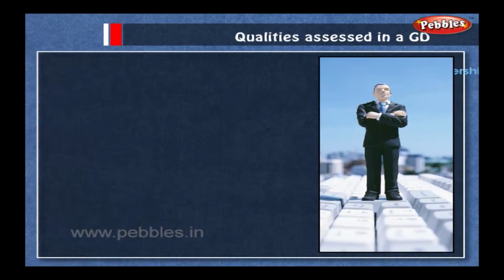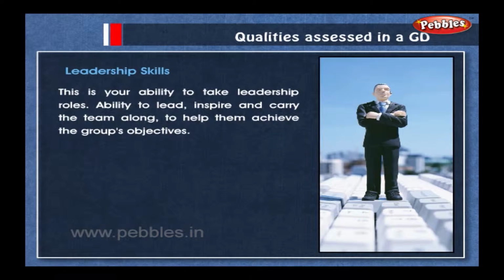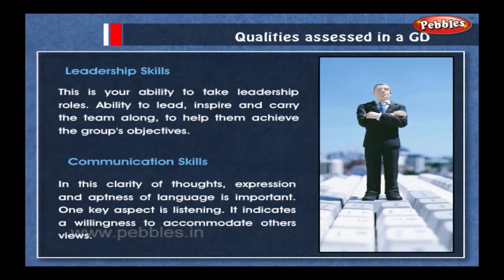Once you have the solid foundation, you should also know the qualities assessed in a group discussion. Let us look at them one by one. Leadership skills. This is your ability to take leadership roles, ability to lead, inspire, and carry the team along to help them achieve the group's objectives. Communication skills. In this, clarity of thoughts, expression, and aptness of language is important. One key aspect is listening. It indicates a willingness to accommodate others' views.